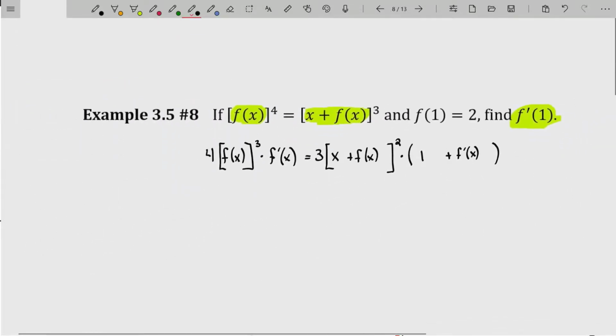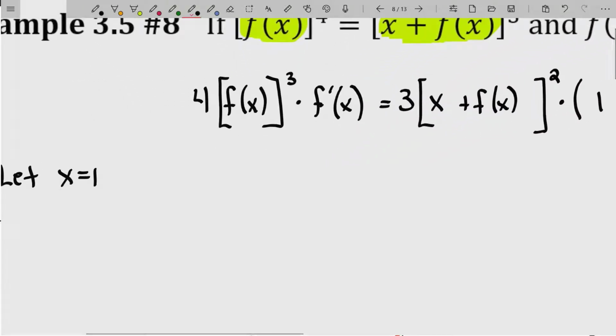We've gotten this far, and we're asked not to find f prime of x. If they asked us to find f prime of x, I would then solve this for f prime of x. But in reality, they're only asking us to find the value of f prime at 1. So at this point, I'm just going to let x equal 1. Doing so at this point, rather than solving for f prime explicitly, saves me a lot of work. Just start by allowing x to equal 1. You can do this because you've already taken the derivative.